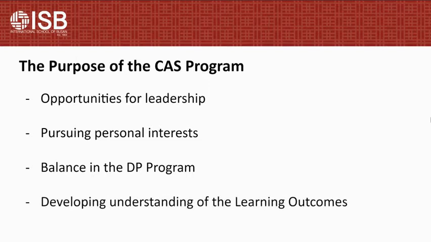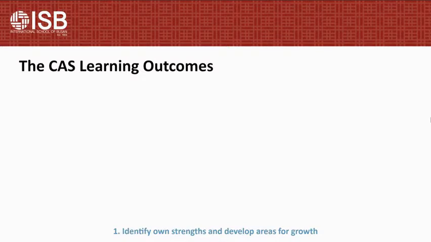And finally is developing an understanding of the learning outcomes. And this is what we're going to focus on the rest of the presentation. What are these learning outcomes? And how do students actually participate in those things? So the learning outcomes are actually what students are supposed to take away from the CAS program. What are they supposed to actually be learning from the CAS program? And they do this through reflections. But our students demonstrate this regularly.